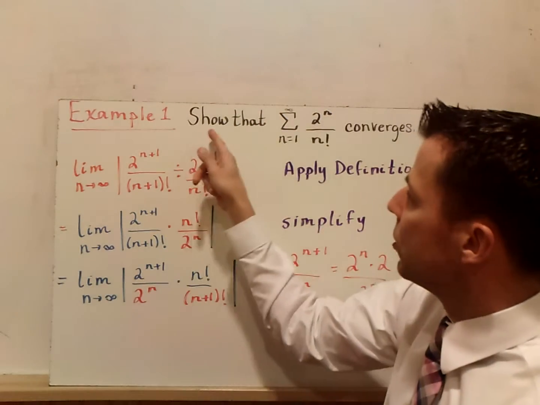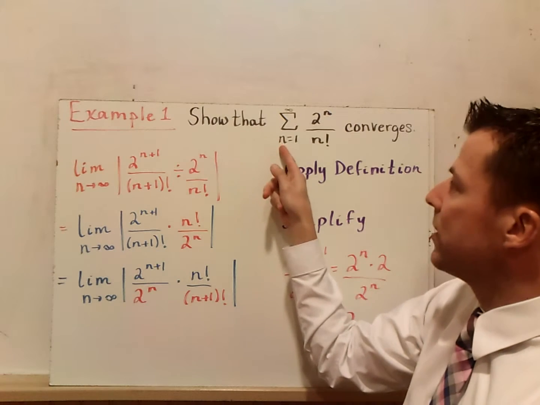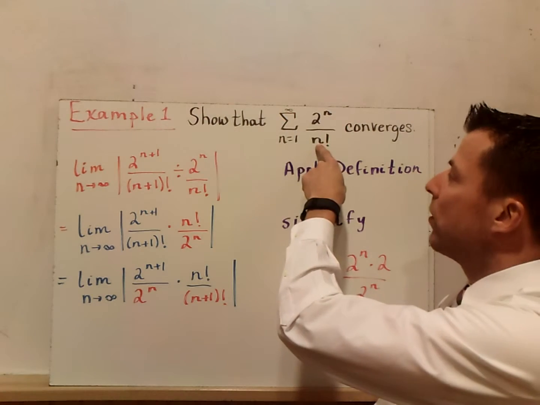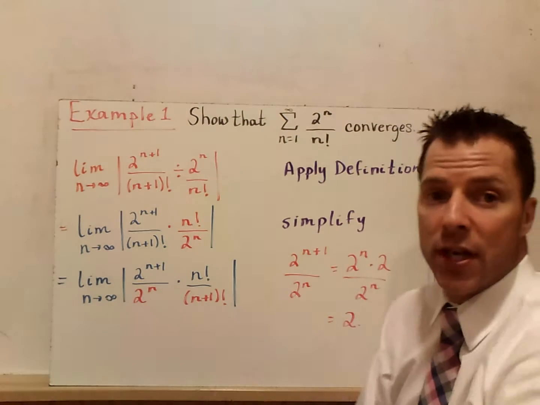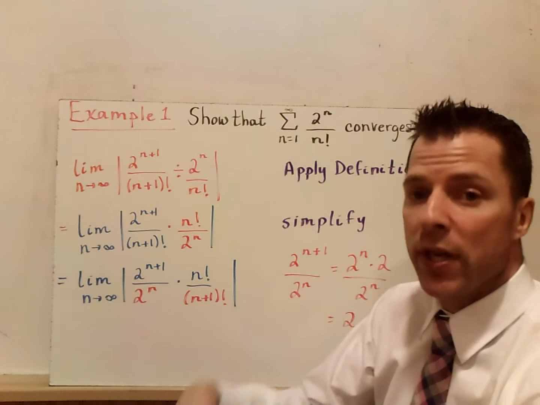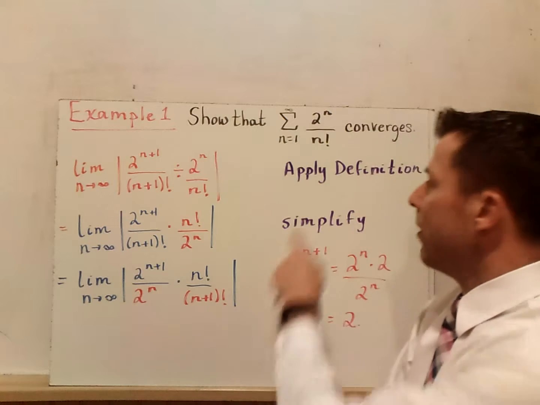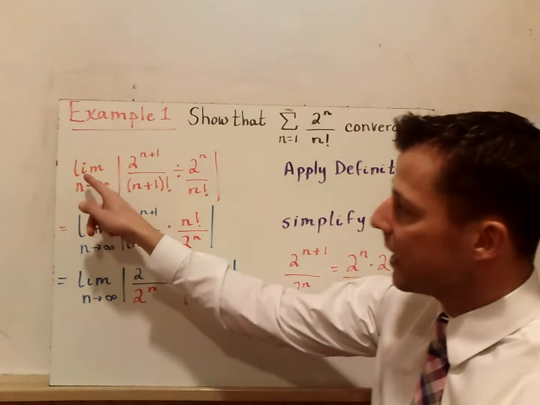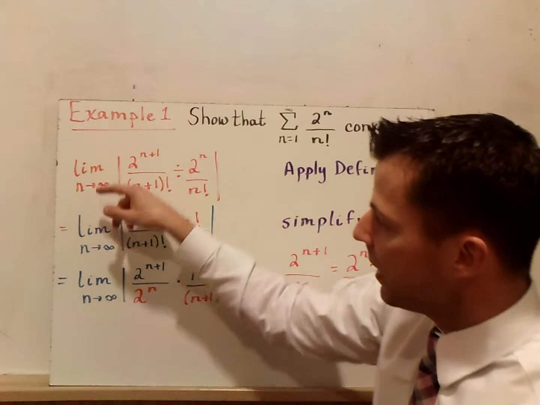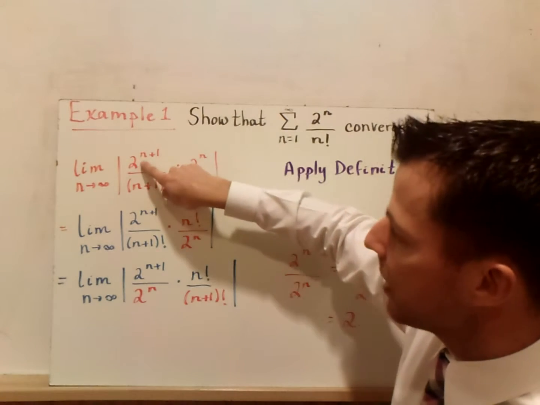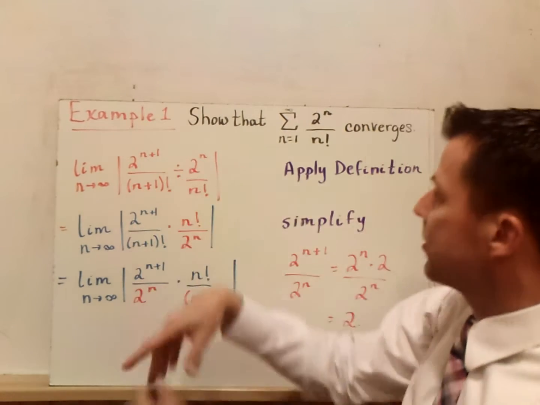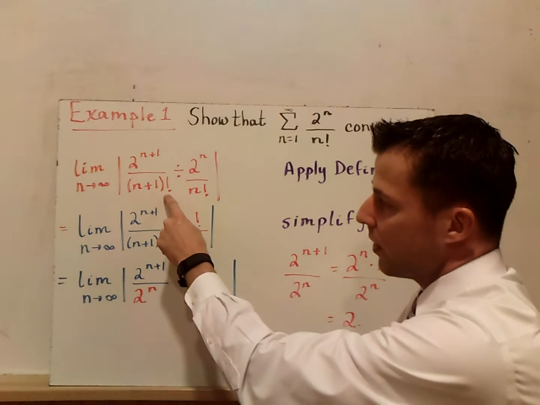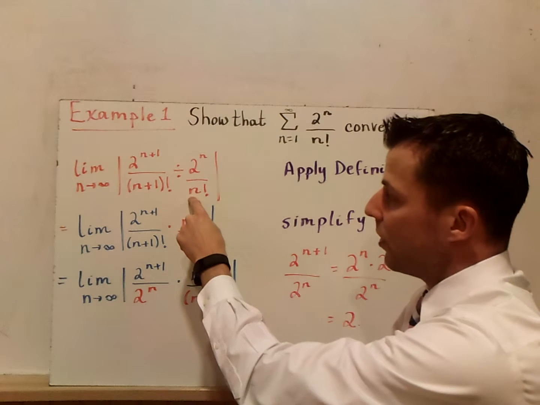All right, example one: show that the sum from n equals 1 to infinity of 2 to the n over n factorial converges. So this series is going to converge. We need to show that. So I'm going to apply the definition. I'll take the limit as n approaches infinity. Here's my function, and here's that n plus 1 I'm talking about, the substitution: 2 to the n plus 1 over n plus 1 factorial, divided by the original.